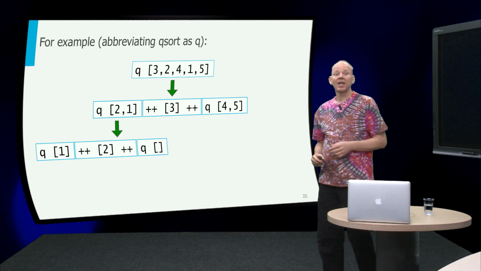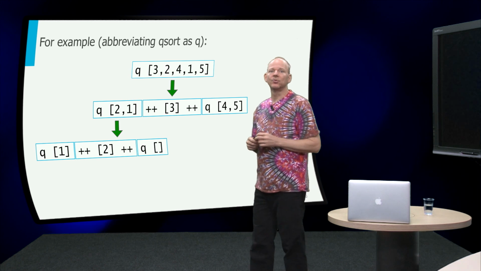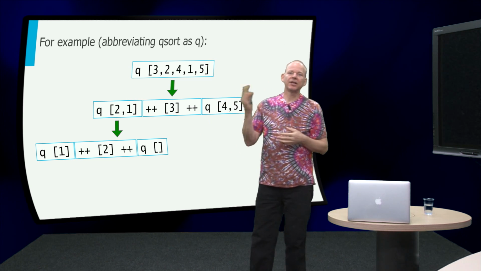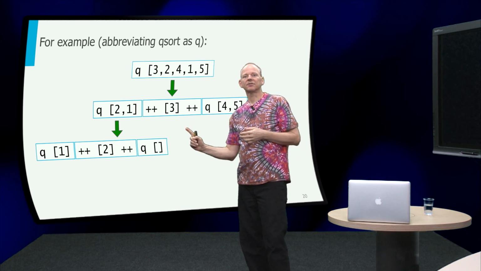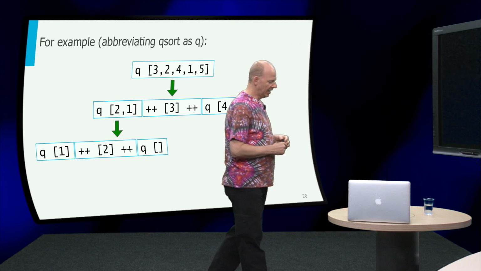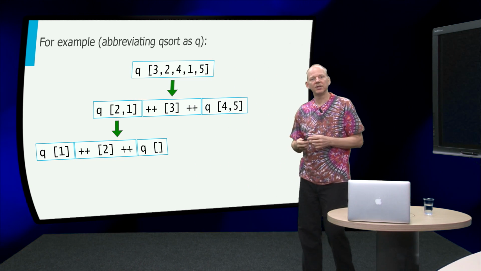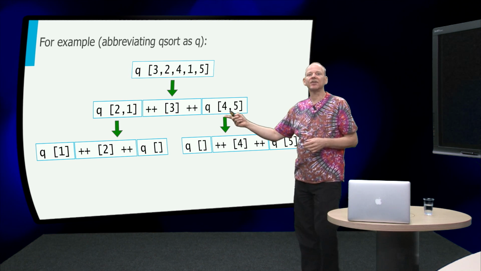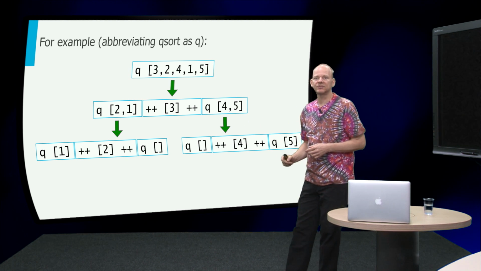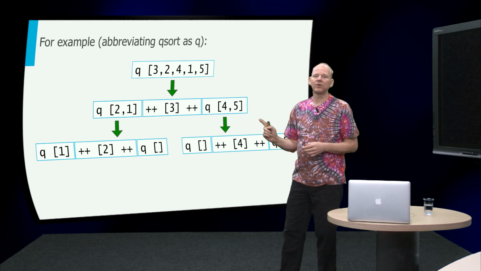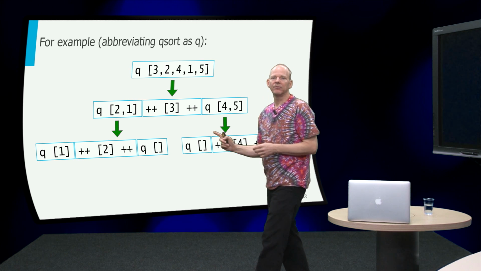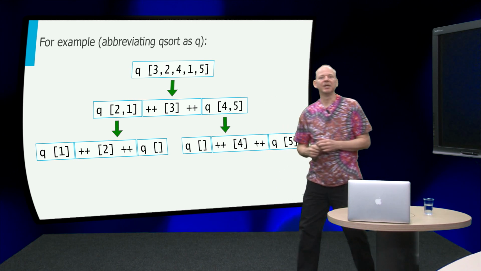and we inject 3 in the middle. If we sort the list 2, 1, we take the head, we split the remaining list, which is just 1, into the values that are smaller and the values that are larger. The ones that are larger, that's the empty list. The ones that are smaller, that's 1. And then we drop 2 in the middle. Same on the right-hand side. We take the first element and we split the remainder of the list, which is just 5, into the elements that are larger than 4. So that's the list 5, and the elements that are smaller, which is the empty list. And we inject 4 there in the middle.